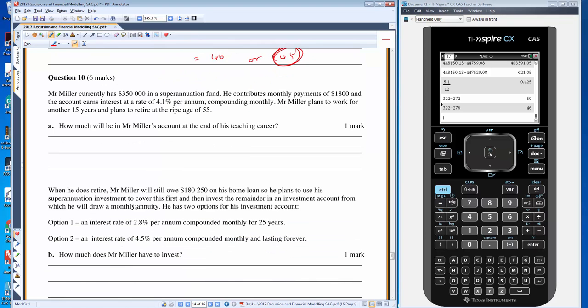Okay, nearly there. So we've got question 10. Mr. Miller currently has this amount in a super fund. He contributes monthly payments of $800. The account earns that, compounding monthly, and working for another 15 years, he plans to retire at the ripe old age of 55. Okay, so let's run this through Financial Solver.